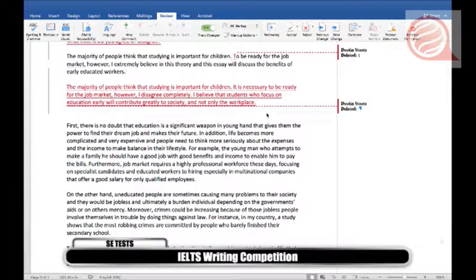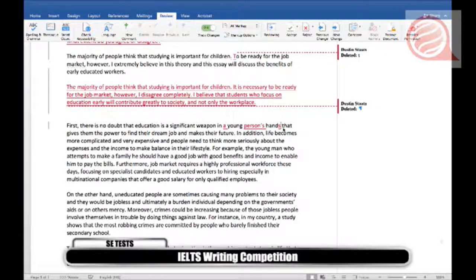If we look at her body paragraphs, okay, we have: first, there is no doubt that education is a significant weapon in a young person's hand. Okay, so actually, a young person's hand is a very good metaphor, but the grammar is a little incorrect. So we could say, a significant weapon in a young person's hands. Okay, so a young what? A young hand, right? We want the hand to be a part of a person. So a young person's hands, and we have usually more than one hand, okay, so it should be hands.